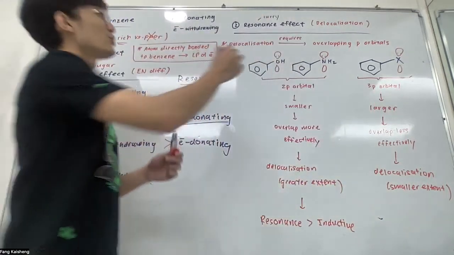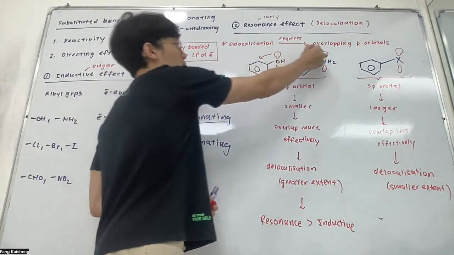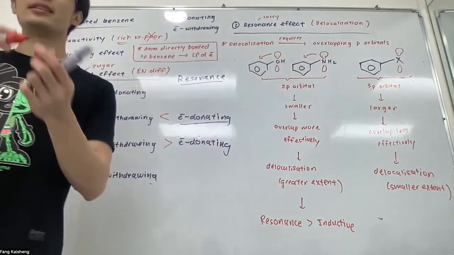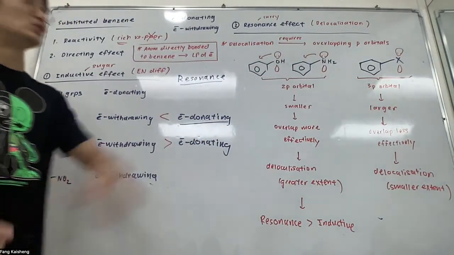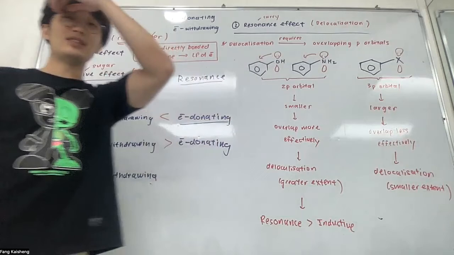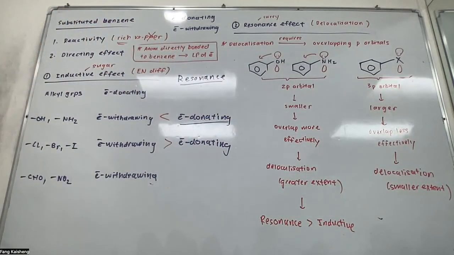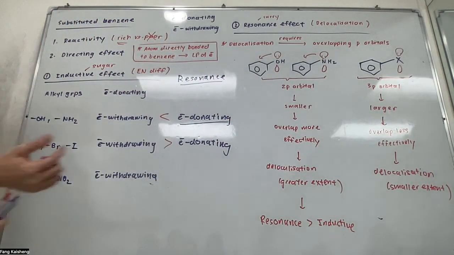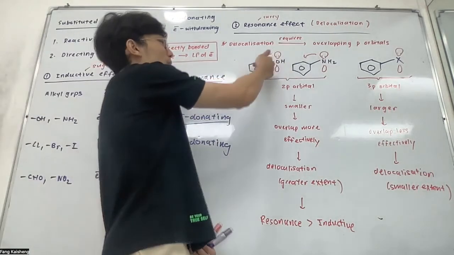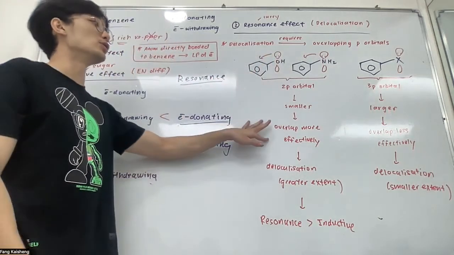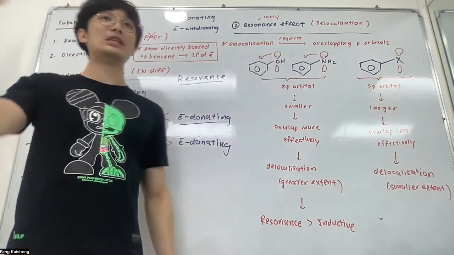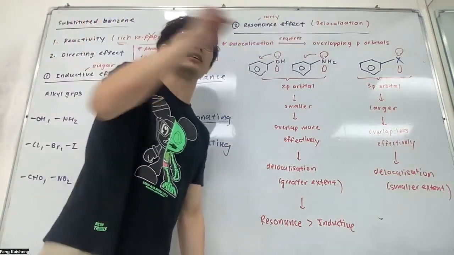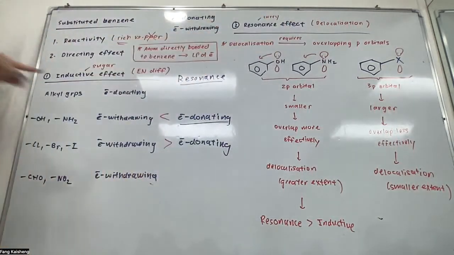Because once the p orbitals overlap, the electrons will just go into benzene. That is a donating direction. Is that what you're asking? Yeah, electrons are being donated into benzene because there's a path for it. The p orbitals overlap already, then the lone pair on the oxygen can delocalize into benzene. That's the act of donating. You're giving, not taking.